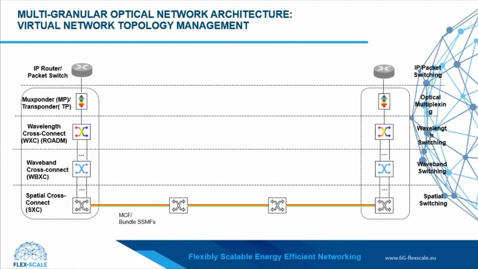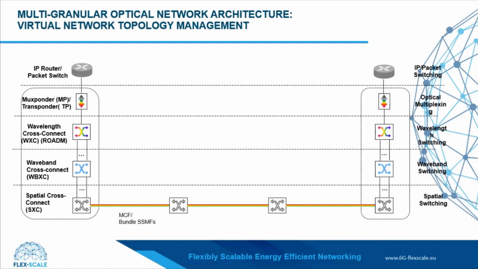So based on that, you can see that at the bottom we have spatial cross connects that can switch a bundle of single mode fibers or ports in multi-core fibers. Then on top we have waveband cross connects that provide waveband switching, so basically to switch one optical band from one side to another. Then we have the wavelength switching on top that allows to switch wavelengths. Then we have the transponders, and finally we have the IP routers.